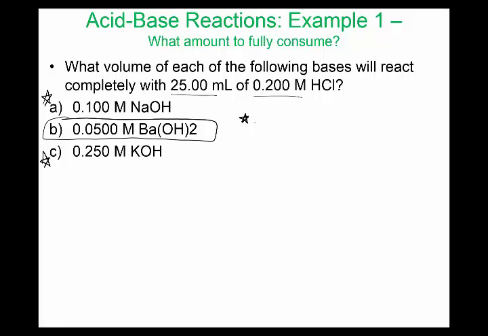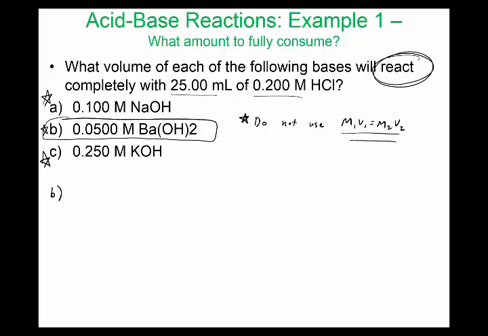Let me be really clear this time. So do not use M1V1. This is only for dilutions. You'll find that it actually might work on some of these. The only reason it's working is because you have a 1-to-1 ratio of reactants. You'll see it won't work on B. Okay, but anyway, don't be using that. So there's a reaction here. So anytime there's a reaction, we need to be doing a dimensional analysis. Okay, that goes for the whole year. Anytime we're doing a reaction, we should be doing it in a dimensional analysis.